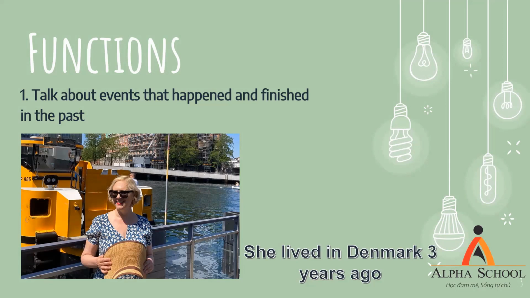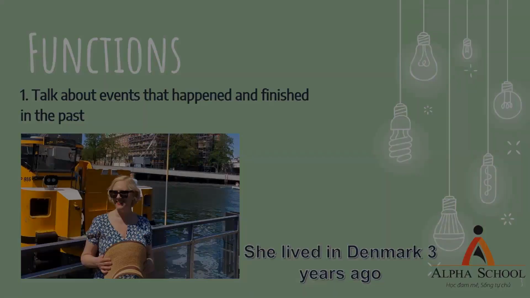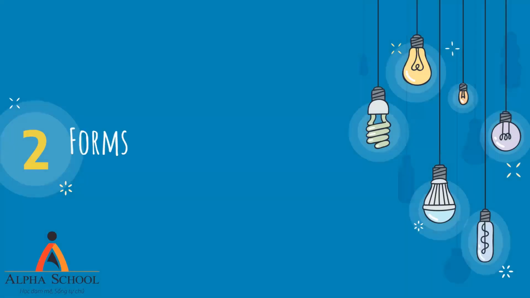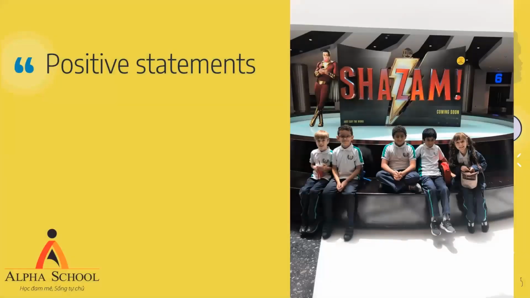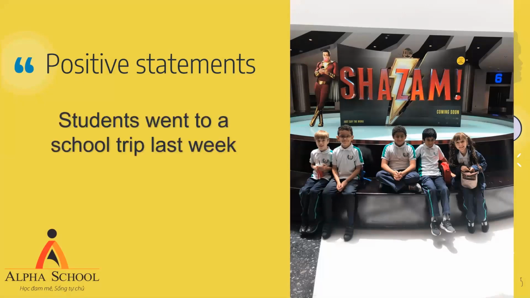Okay, so how can you form a simple past tense sentence? Now, usually we have three forms of sentences: positive statements, negative statements, and questions. Now first, let's look at how positive statements are formed using past simple tense. Here, let's look at the picture and see the example. Students went to a school trip last week. So this happened last week in the past.